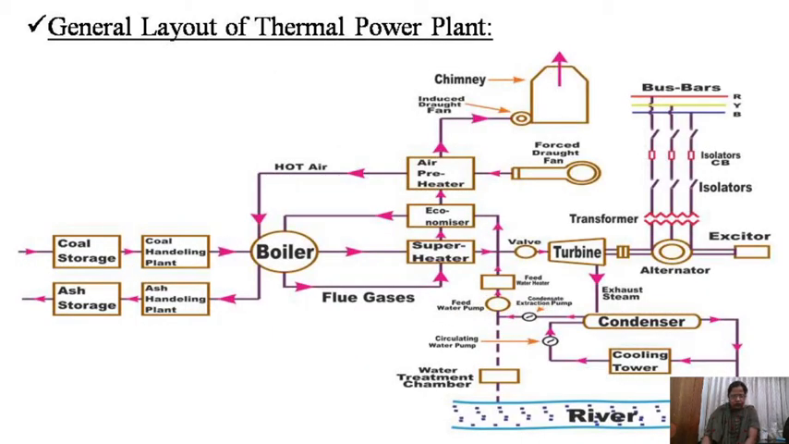Next one is the feed water system. The condensate from the condenser is used as feed water to the boiler. The feed water on the way to the boiler is heated by the feed water heater and the economizer. The next one is the cooling arrangement. The cooling arrangement consists of the condenser and the cooling tower. The condenser condenses the exhaust steam from the turbine and the natural source of water from the rivers, canal and lakes is circulated.